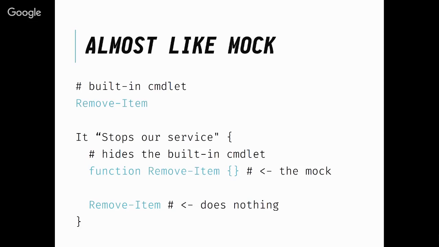So on the top, we have the built-in commandlet that's Remove-Item. And then inside of our tests, we are shadowing it with a new function that has the same name. So if we then, on the last line, call Remove-Item, instead of picking up the real commandlet, we pick up our function that we use to shadow it. So we will hide the functionality and we will do nothing.